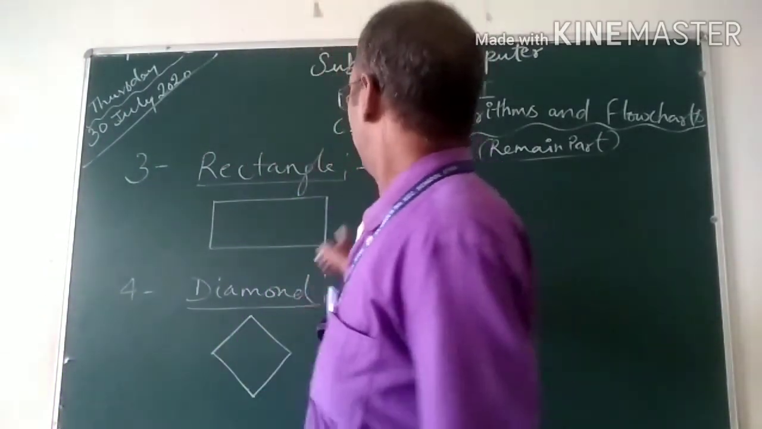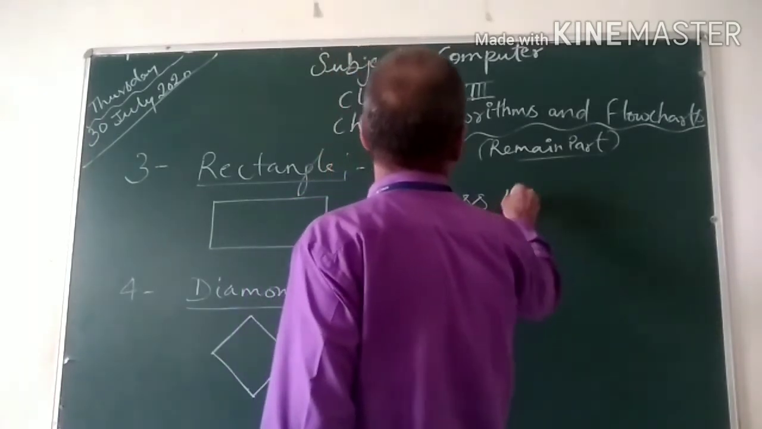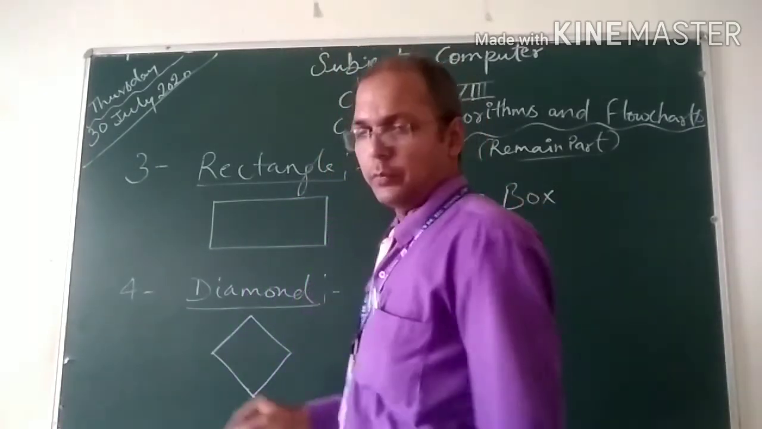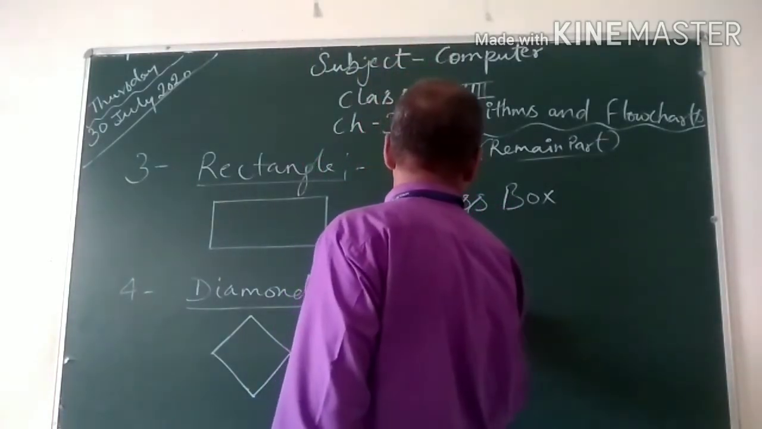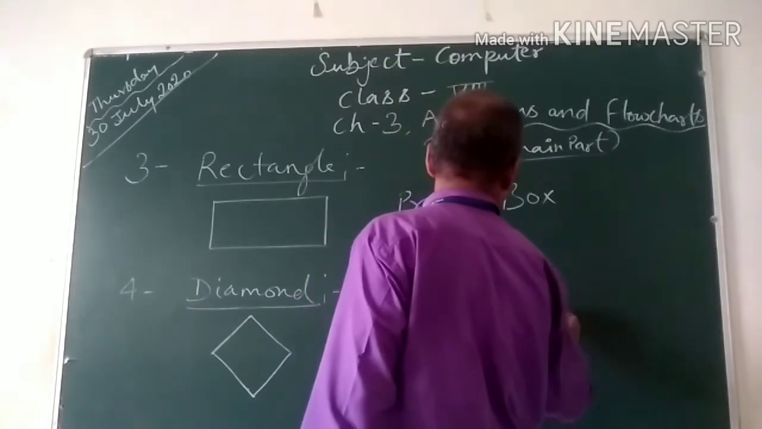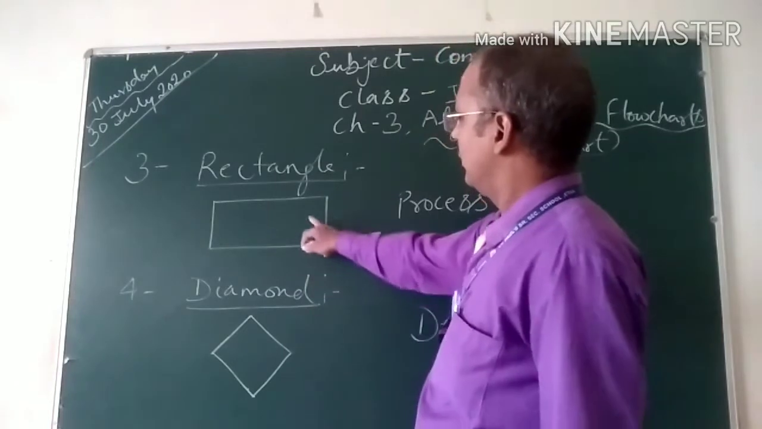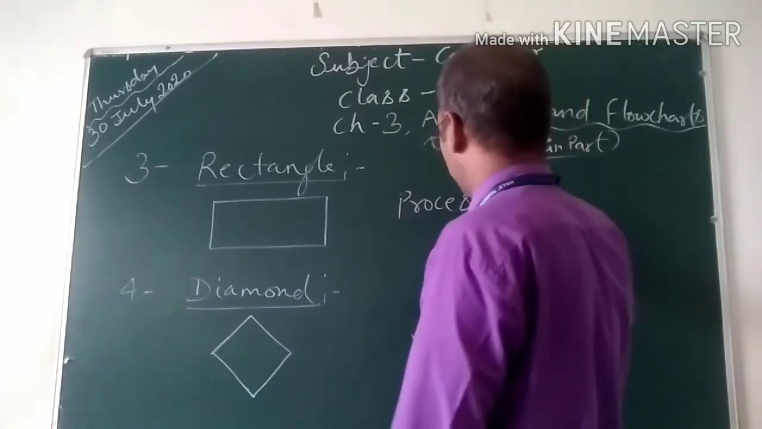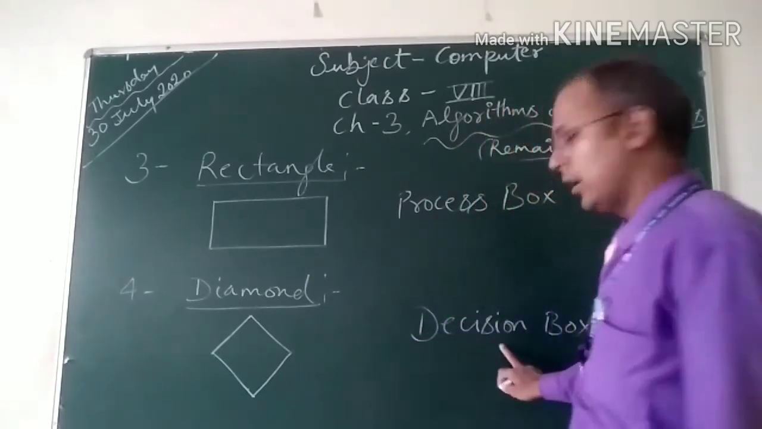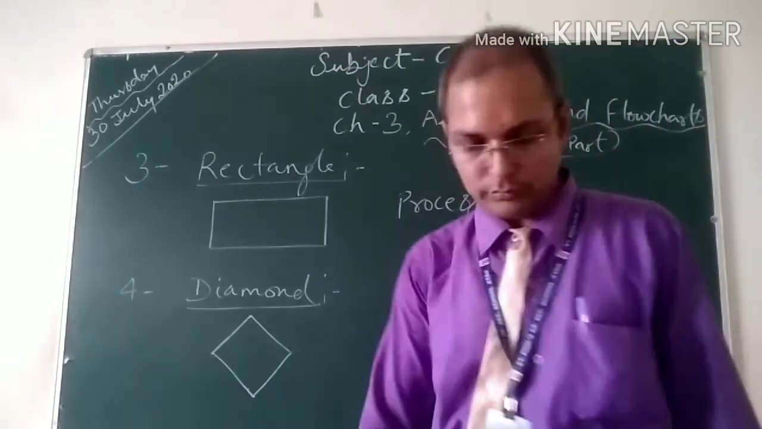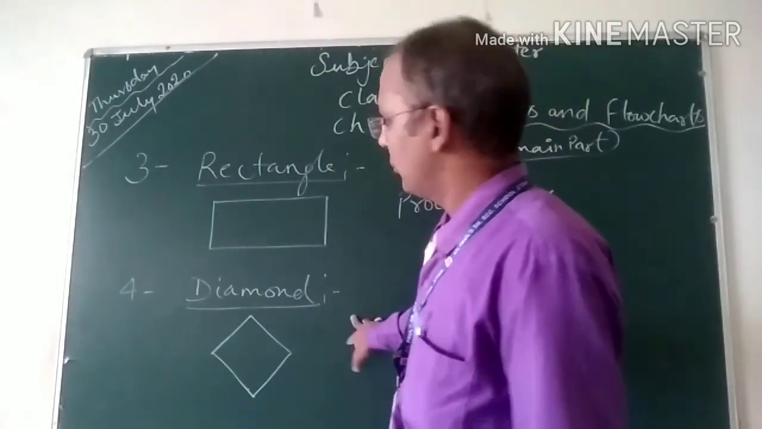Which name is the process? First the process blocks, and second the decision blocks. So third is the rectangle. This symbol, the rectangle, is named the process box, and fourth is the diamond symbol, and this is the decision box. So my dear students, now we will tell you the usage of the third and fourth.